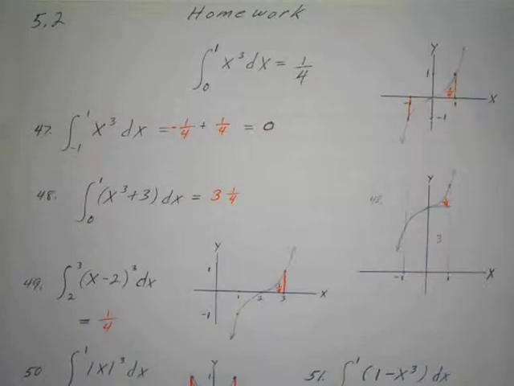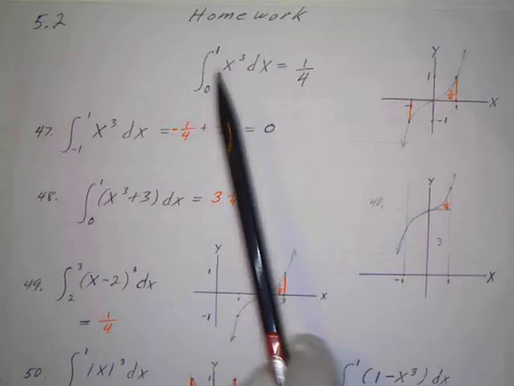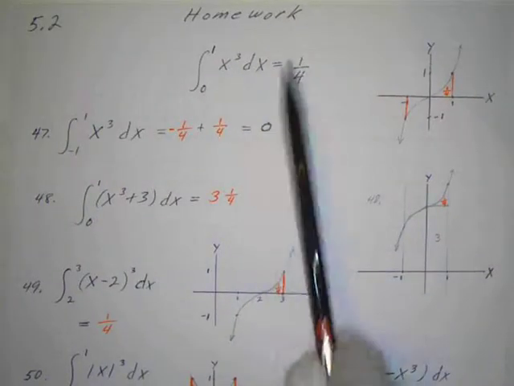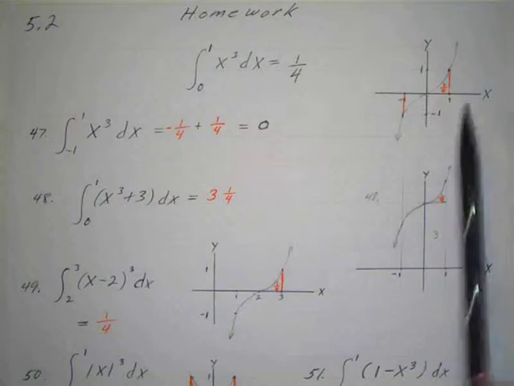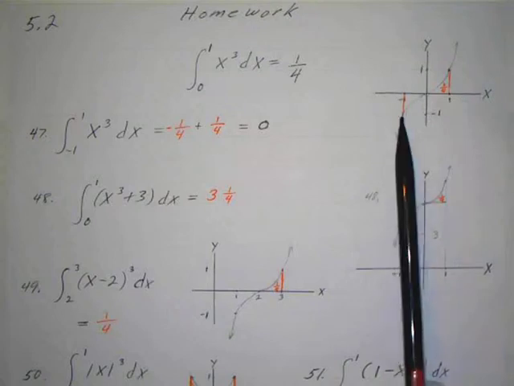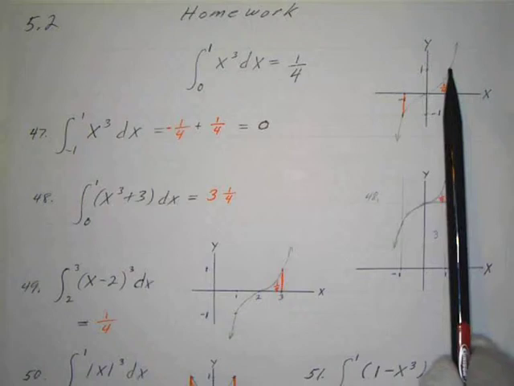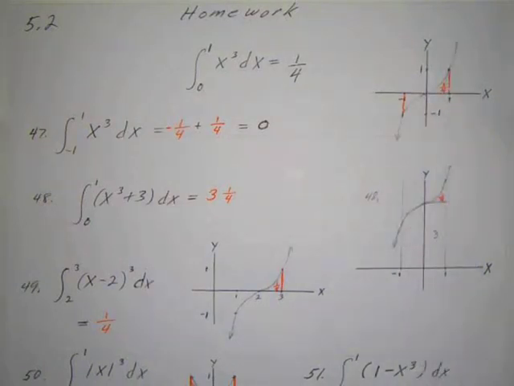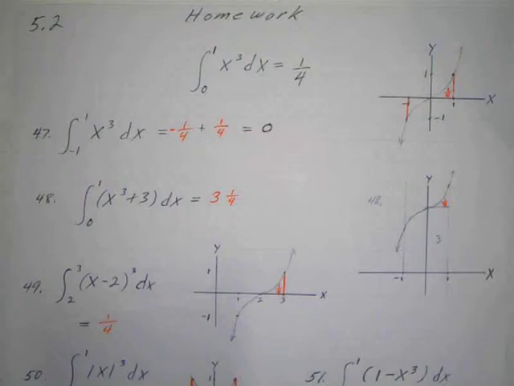Okay, problems from 5.2, starting with number 47. All these problems from 47 through 56 use the fact that the integral from 0 to 1 of x cubed dx is 1/4. So I'll do a little sketch of it. You can see your cubic function here. It goes through the point (-1, -1) and the point (1, 1), so it curves like this. Okay? So they want you to evaluate these.